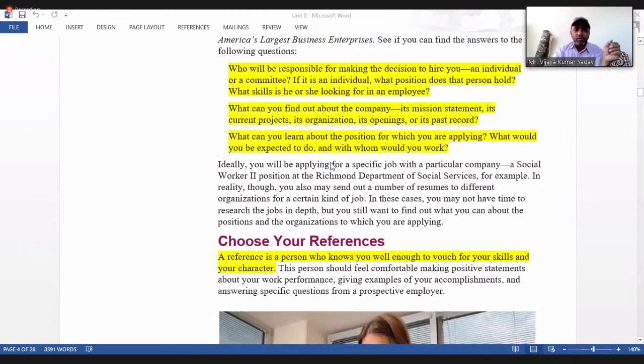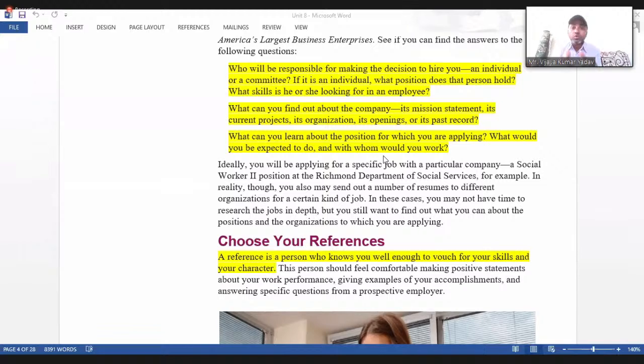Then what can you learn about the position for which you are applying? What would you be expected to do, and with whom would you work? See, for whatever post you are going to apply, you have to learn about that post so that you will work efficiently and effectively. What would you be expected to do? What the company expects you to do when you are selected.